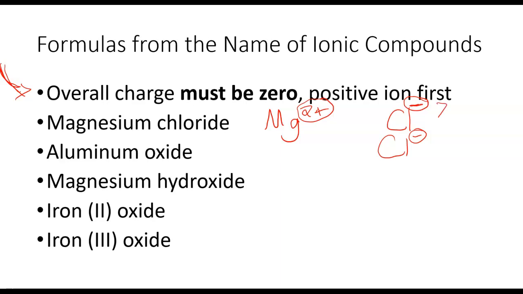We can write this formula as MgCl2. Notice that although we have 1 of this ion, we don't write the number 1 because 1 is assumed in formulas. You may want to write 1 when you're first working on these, but remember you do want to eliminate that 1 as you get more experience with it. So let's take a look at the rest of these examples.